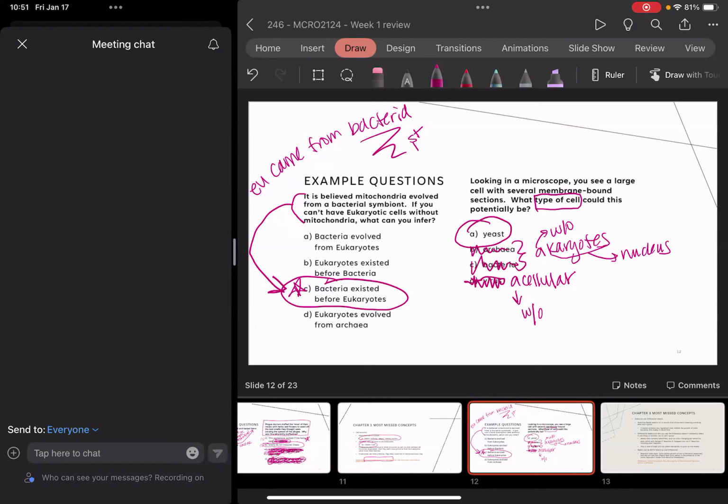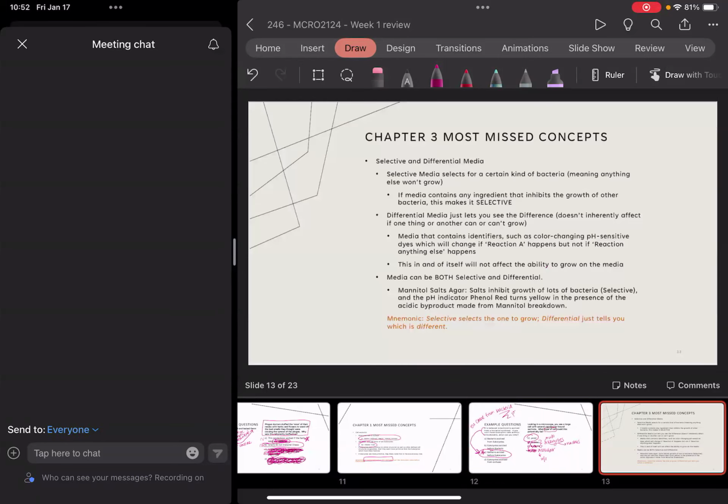But we'll actually be talking enough about that in chapter 5 that you will just know that yeast are fungi. Fungi are eukaryotes, okay? We only have 3 domains: eukarya, bacteria, and archaea. That even tells you that bacteria and archaea are not eukaryotes. Okay, eukaryotes are the ones with the membrane-bound stuff.